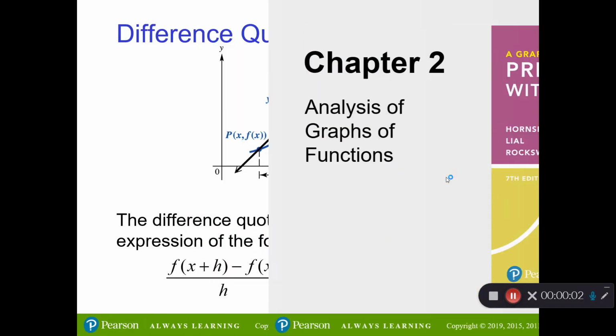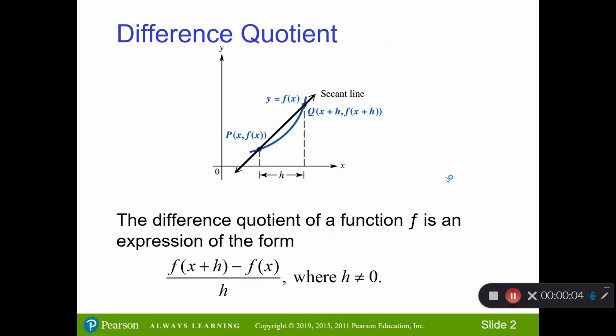Now we're going to discuss the difference quotient. The difference quotient is one of the fundamental tools we need for Calculus 1 if you're moving on to calculus. What it does is the difference quotient gives me the slope of the secant line. What's a secant line? A secant line is just a line between 2 points on a curve.